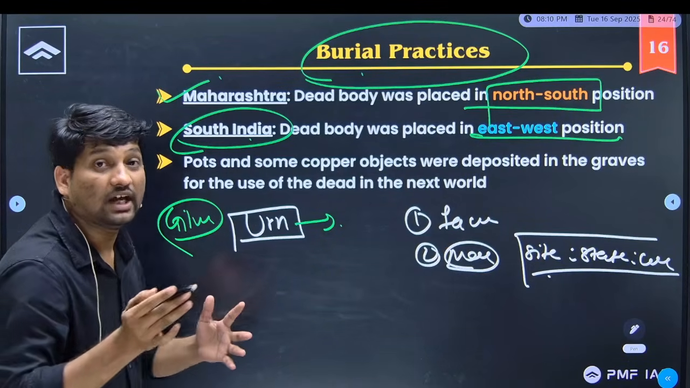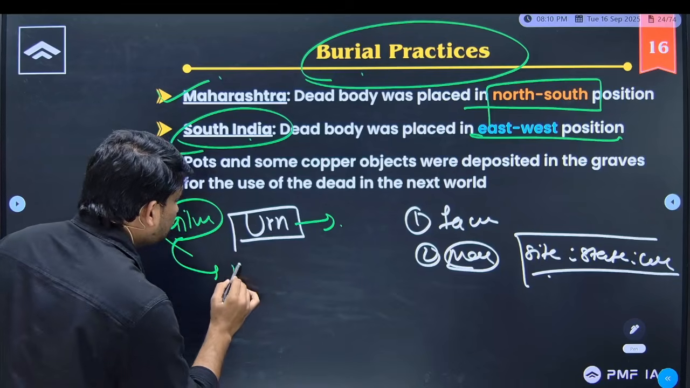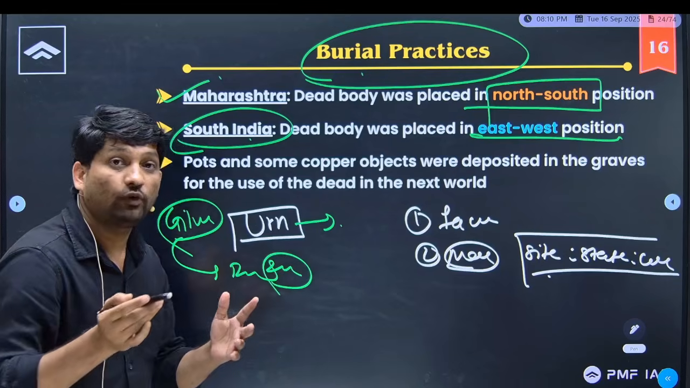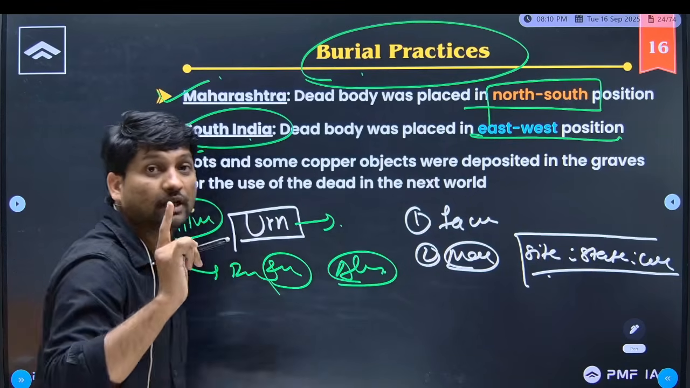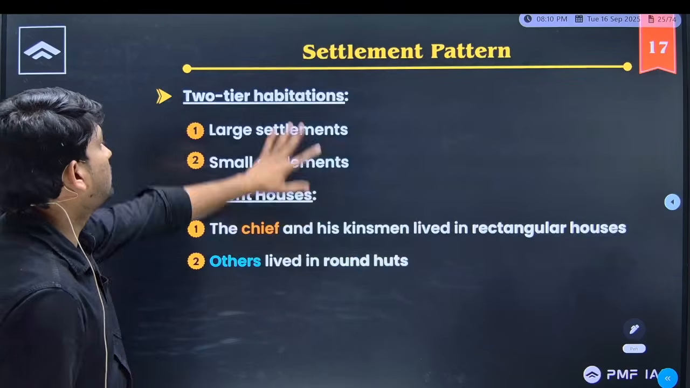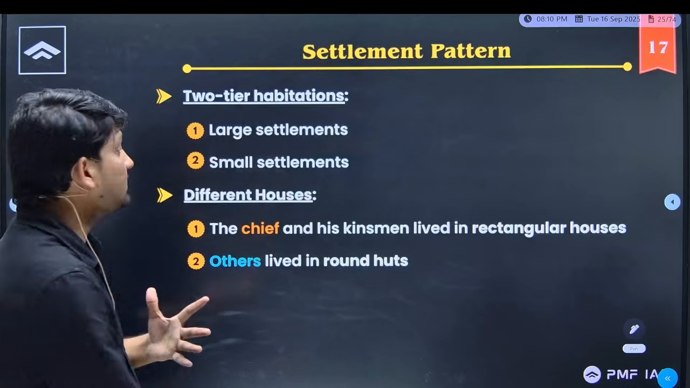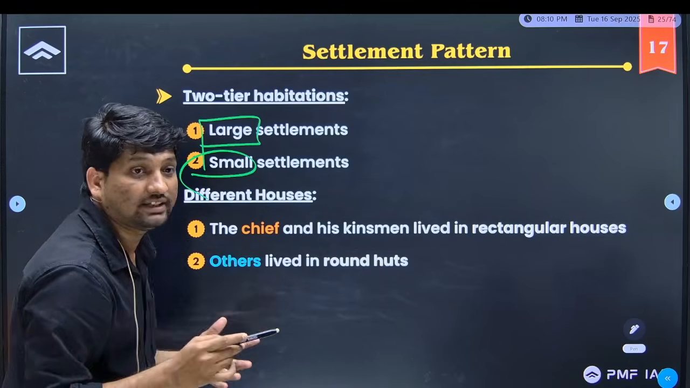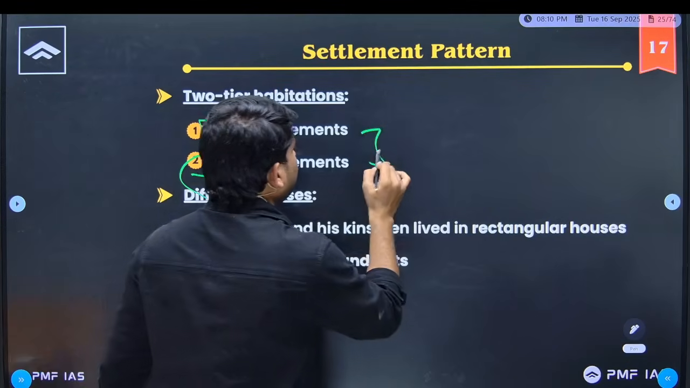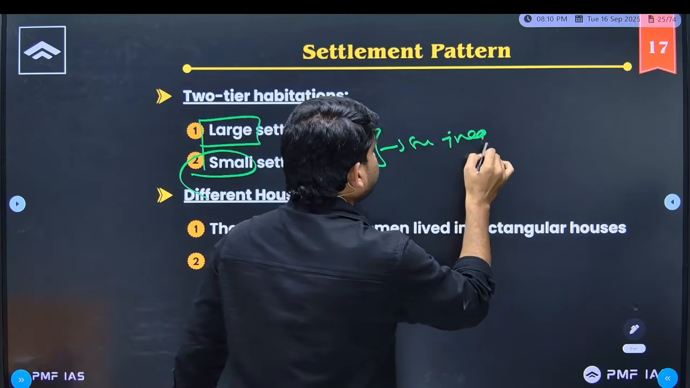Where you will find almost urbanization, the answer is Inamgaon and Daimabad. Where you will find bronze sheets, the answer is Ahar. All these fact-based questions can be asked in prelims. Settlement pattern we have already discussed. Some settlements were larger in size, some were smaller in size. What does this indicate? This indicates social inequality.